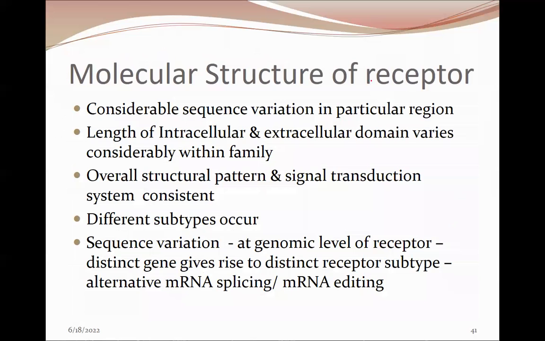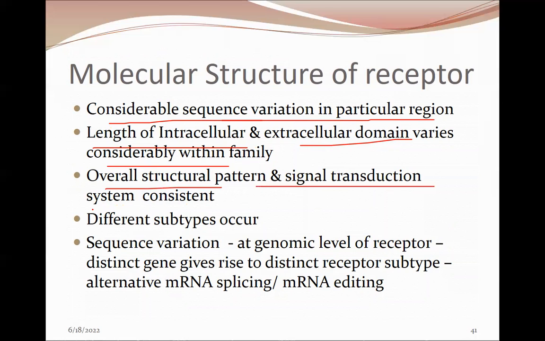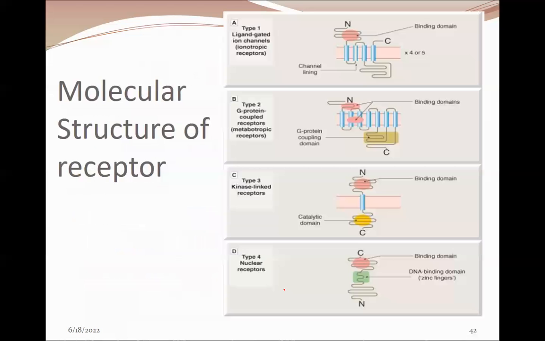Now, talking about the molecular structure of these receptors, there is a considerable sequence variation in a particular region. The length of the intracellular and extracellular domains varies considerably within the family. The overall structure, pattern, and signal transduction system is consistent. There are different subtypes. The genetic sequence variation could be at the genomic level of the receptor. Distinct genes give rise to distinct receptor subtypes, alternative mRNA splicing, and mRNA editing.